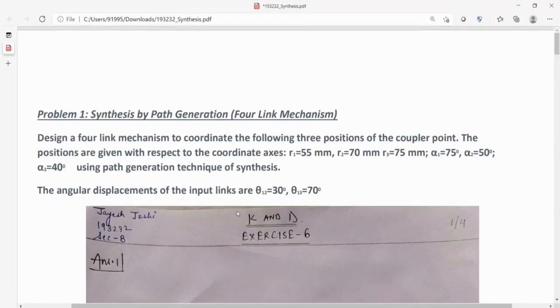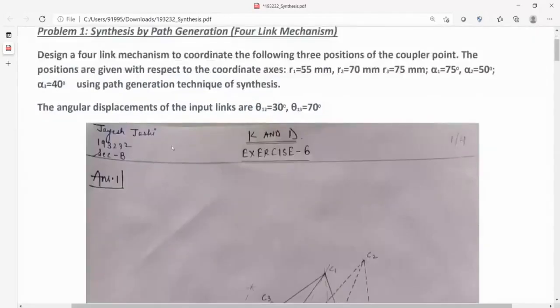I am going to discuss the question on synthesis of mechanism. So our first question is based on the path generation method to synthesize a four-link mechanism to coordinate the three positions of a coupler point. So here are the three given positions, R1, R2 and R3, and the angles are alpha 1, alpha 2 and alpha 3. The angular displacements of the input links are given as 30 degree and 70 degree.